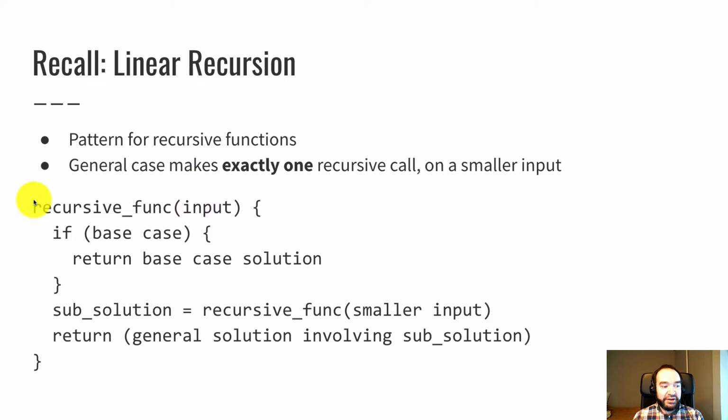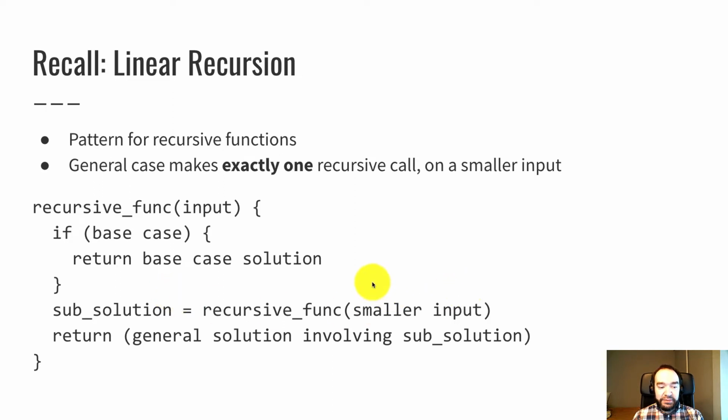If you're writing a linear recursive function, it's given input. And if we're in the base case, we return the base case solution. That's to make sure that there is a base case that's evaluated first. And in that base case, there are no recursive calls. The function just ends. That helps with preventing infinite recursion. And then in the general case, where we get past the return statement, the function calls itself once on smaller input. We call the output of that a sub-solution. It's the output of everything in the smaller input.